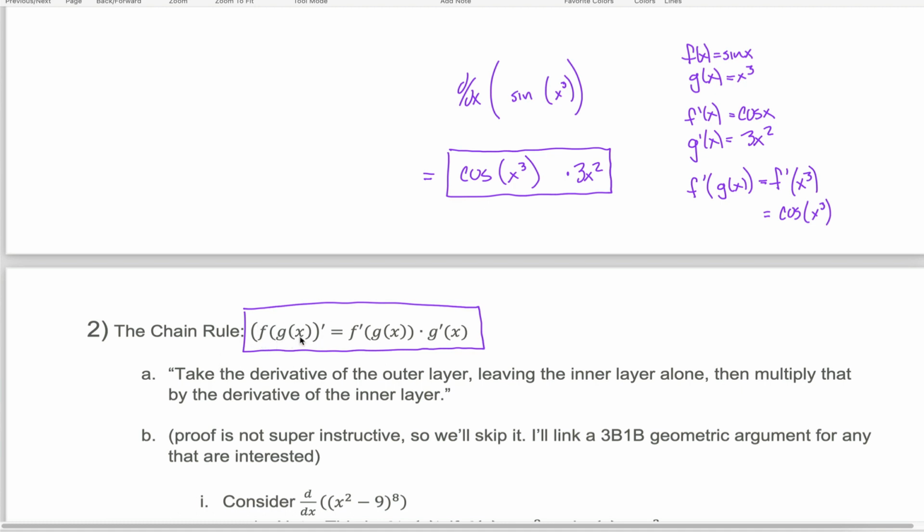Anyways, if you're trying to take the derivative of a composite function, what you do is you take the derivative of the outer layer, leaving the inner layer completely alone. Then you multiply that by the derivative of the inner layer.